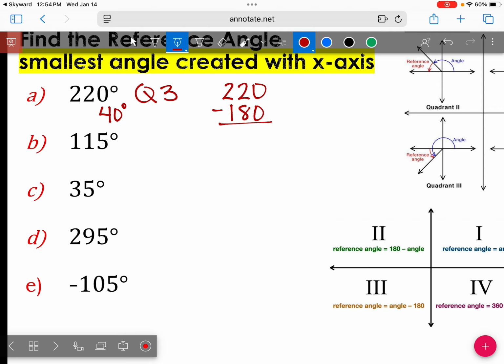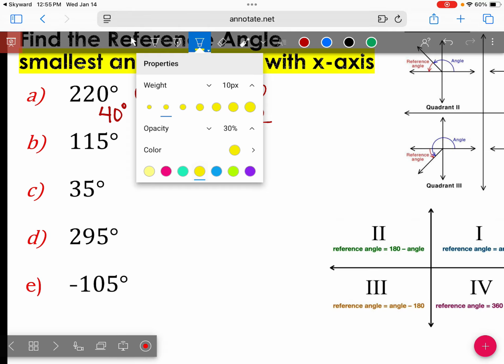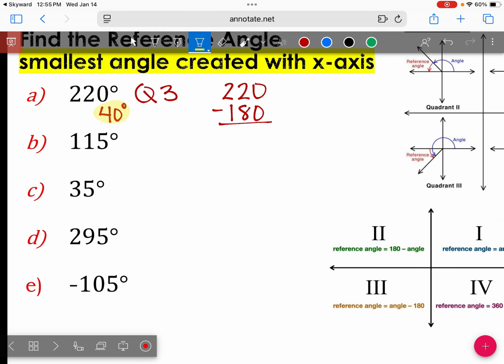For a 220 degree angle, the reference angle is 40 degrees, which simply means that a 220 degree angle and a 40 degree angle would have the same sine and cosine, except if it's positive or negative would change. All right, now let's look at question B. So any questions about A? All right, so now let's look at B.